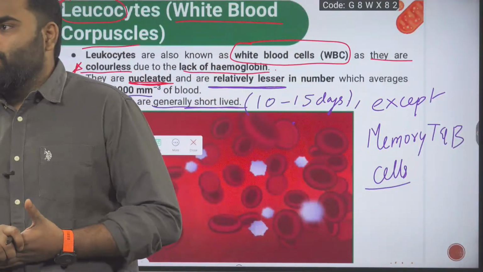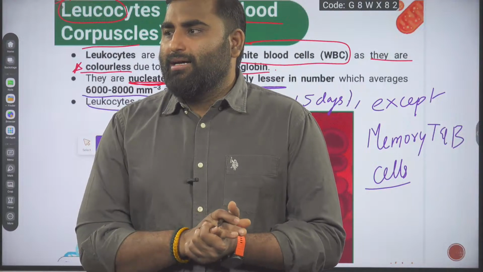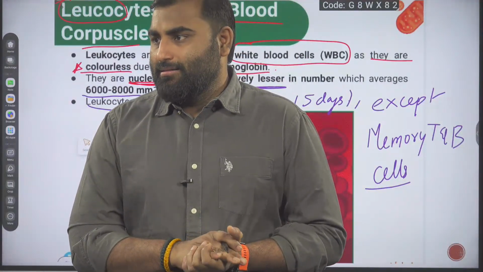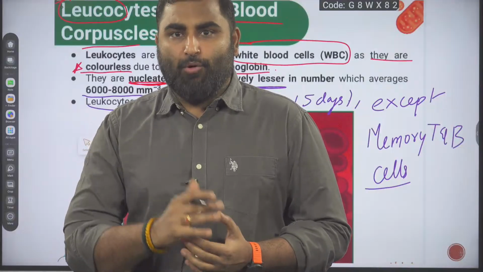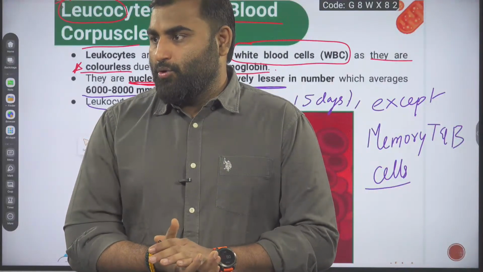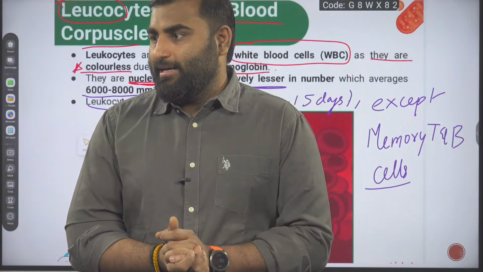How can a person improve his white blood cell count? Just have a good diet, beta. Good diet means proper, enough protein should be there in the diet. Carbs less, protein more, automatically.